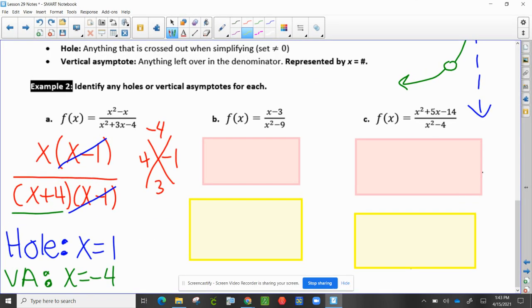Okay, so since we already went over a bunch of these in class, I'm just going to have you guys try one of the two, B or C. Okay, figure out, so factor the numerator, factor the denominator, and then where's the hole, where's the vertical asymptote?